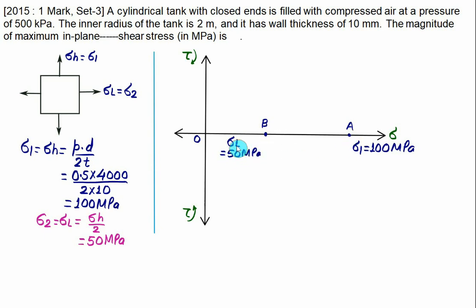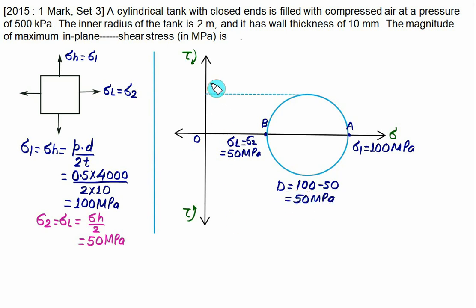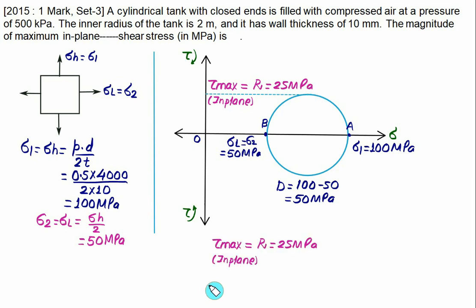For sigma 1 and sigma 2, that is sigma L, we can draw one Mohr circle. This Mohr circle has a diameter equal to AB. So the diameter in this case will be 100 minus 50, equal to 50 megapascal. And this value corresponds to the maximum shear in plane. So tau max in plane is equal to the radius r, which will be 25 megapascal. So the required answer in this case is 25 megapascal.